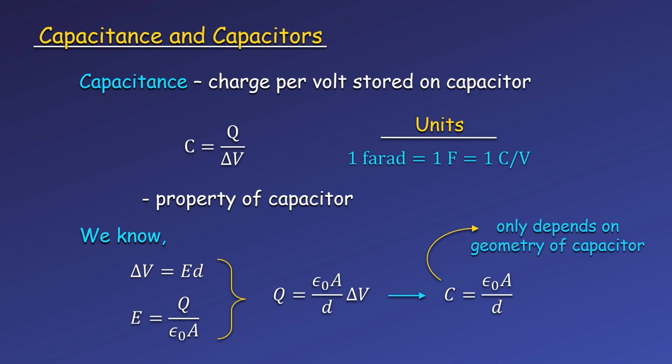This should make sense considering the definition of charge per volt. The amount of charge you can store should increase as you increase the area. And as you vary the plate separation, you vary the distance between the charges, which will affect the potential difference.